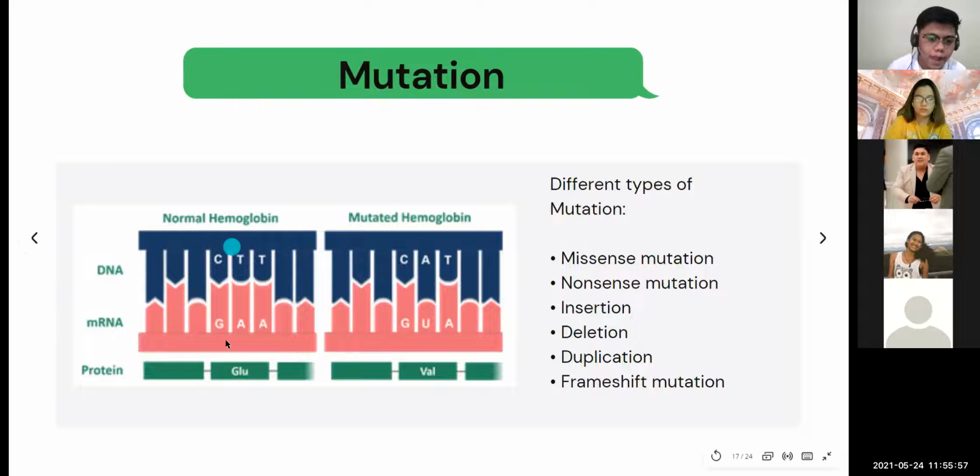For example, here, the normal hemoglobin has the middle bases A and T, but in the mutated hemoglobin, or in sickle cell anemia, the middle bases are changed into A and U. Therefore, the amino acid for sickle cell anemia changed into valine. The normal one, I think this is glutamic acid, so it should be glutamic acid. But since there is a small one base change, it turned into valine, a completely different amino acid with completely different properties, therefore changing the entirety of the hemoglobin.